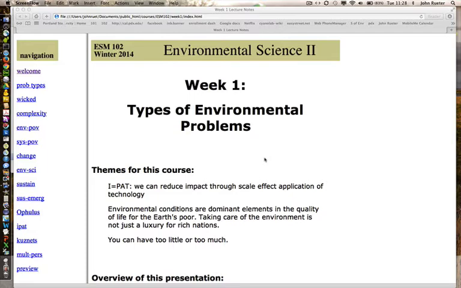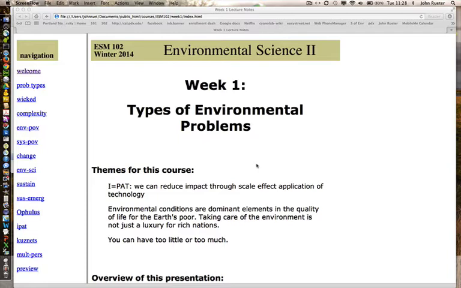So the themes for this course are going to be that we're looking at the impact of humans on their environment as a relationship between the population, the affluence or consumption, and the types of technology that are used. And this relationship is going to follow us all the way through the course.